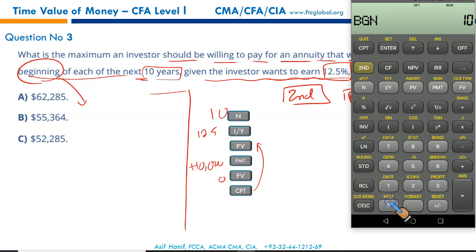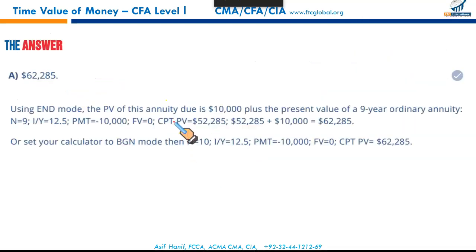10, N, 12.5 is interest, PV is to be calculated, 10,000 PMT, future value 0, compute present value. 62,285 gives you the present value straight away. So we just punched in the right numbers and got a result that makes A the correct option.